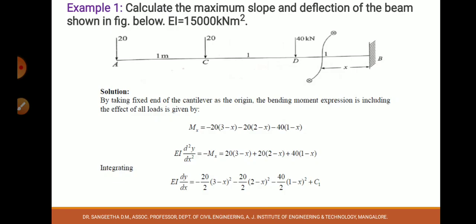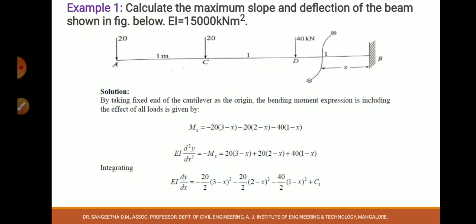So, with this concept, we will switch to some of the problems. Calculate the maximum slope and deflection of the beam shown in the figure below. Take EI as 15,000 kilonewton meter square. So, what kind of beam is this? One end is fixed, other end is free. It's a cantilever beam.